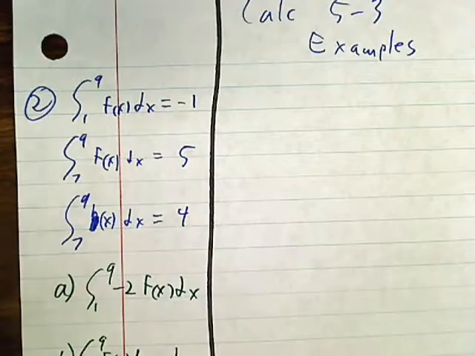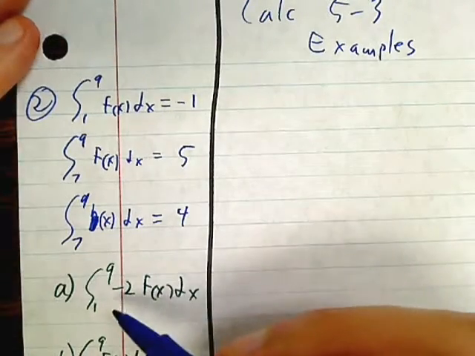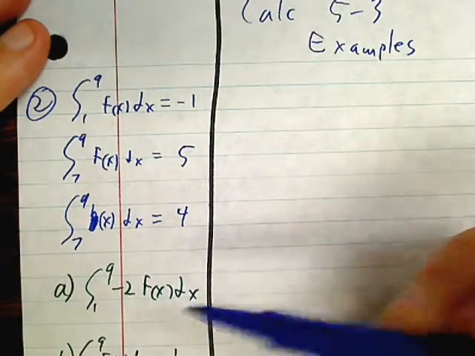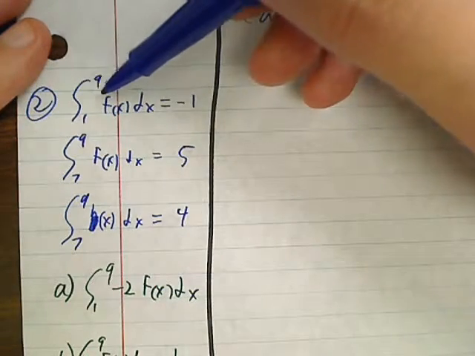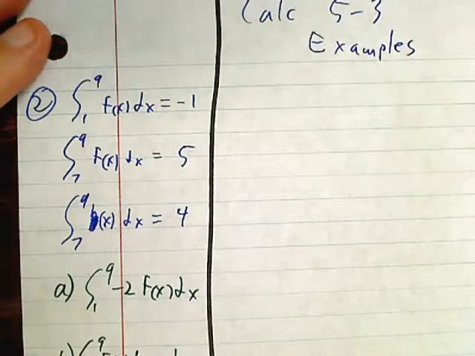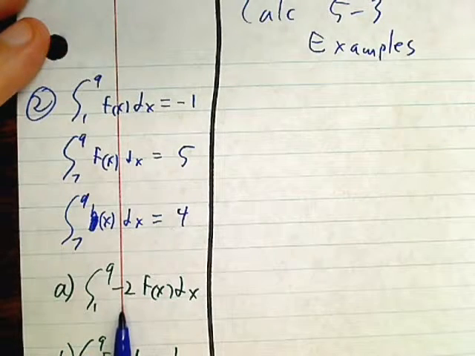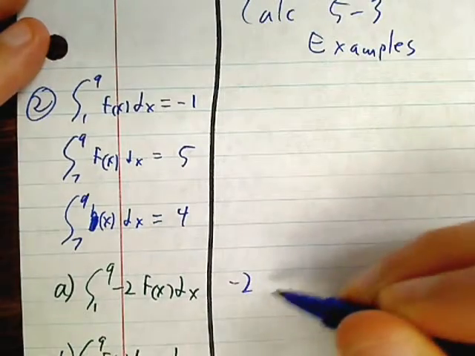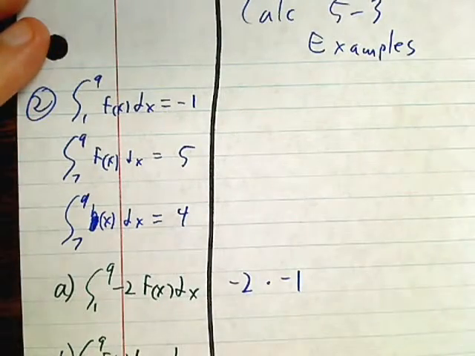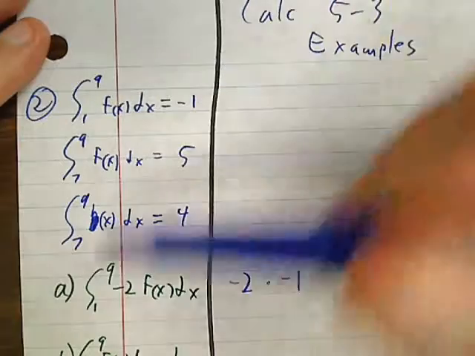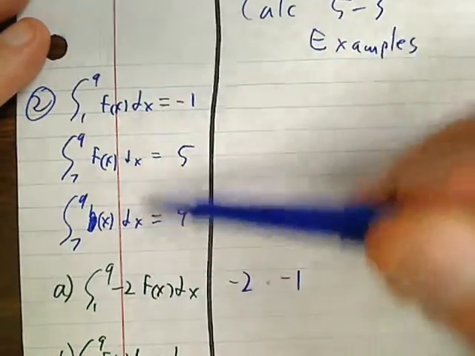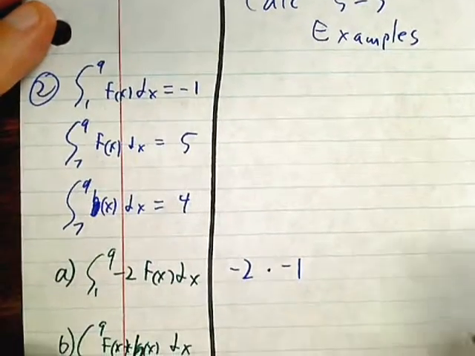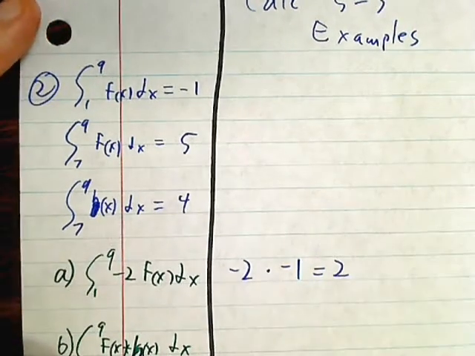Okay, so part A, well, this is the integral from 1 to 9 of -2 times f of x dx. That's just like this one right here. So if you multiply an integral by a constant, that'll just take -2 times -1. And I have to make sure that the limits of integration are the same. They are. The function is the same. Everything is the same, except it's just multiplied by -2. So this integral evaluates to 2.